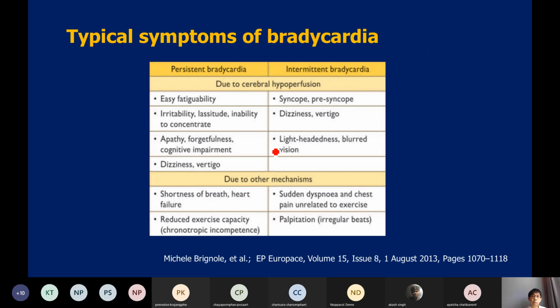The symptoms from cerebral hypoperfusion are, for example, syncope; the patient may feel dizziness or vertigo because the brain cannot get enough blood. Some experience easy fatigability or some dyspnea. And some come to the doctor and say they have some palpitation, or they cannot exercise as before they had bradycardia, which we call chronotropic incompetence.